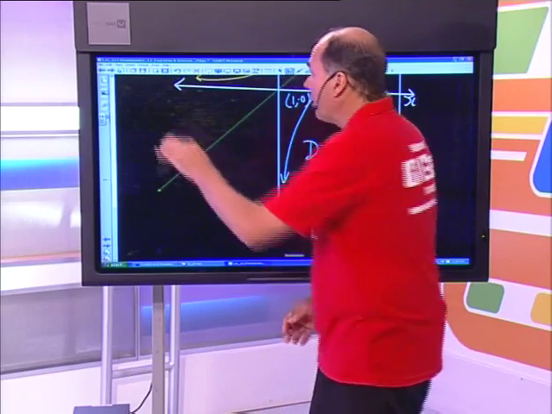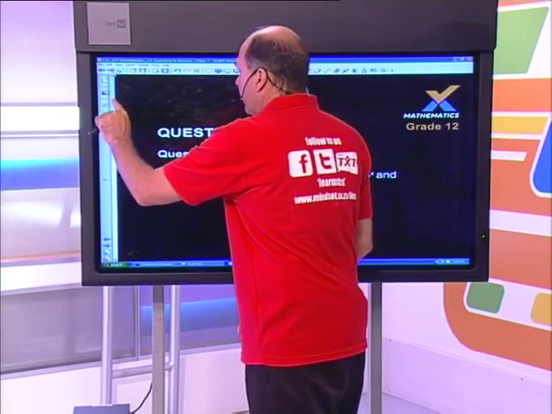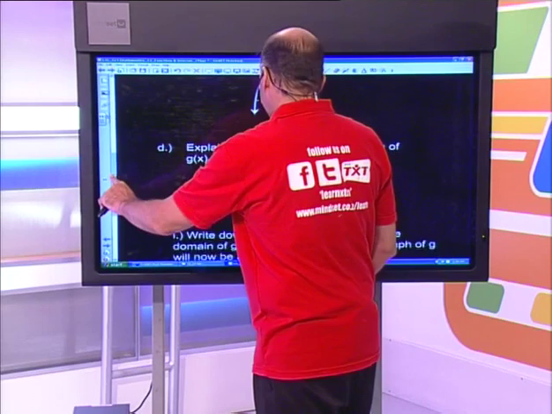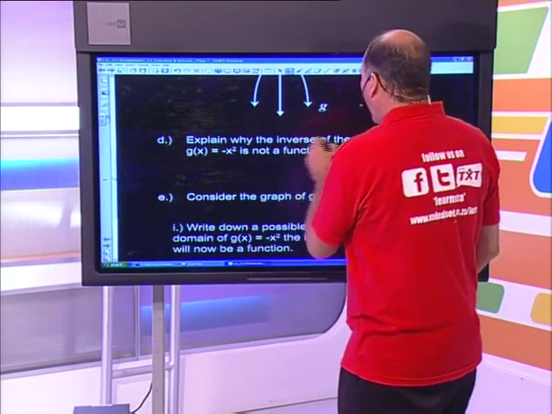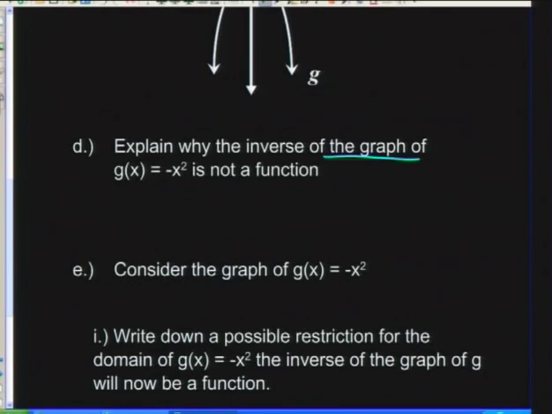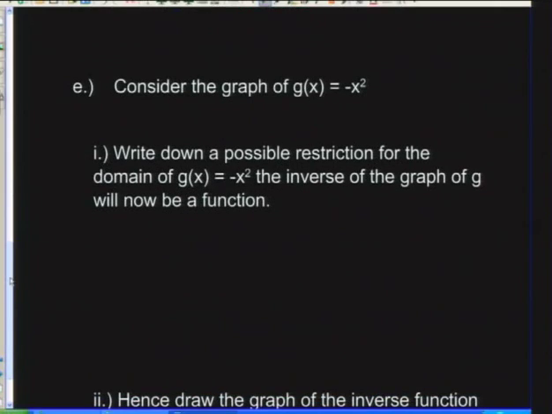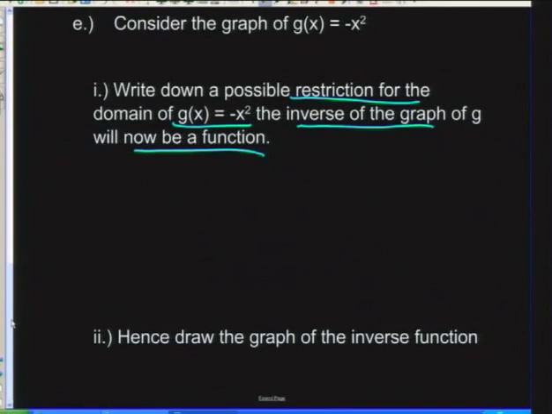Okay, guys, I'm going to have to hurry it up a bit because the next part of the question is exactly this. Why is the inverse graph of that line not a function? Then it carries on to the interesting question, which says, write down the possible restrictions of the domain of f dash x so that the inverse will now be a function. And hence, draw the graph of the inverse functions.